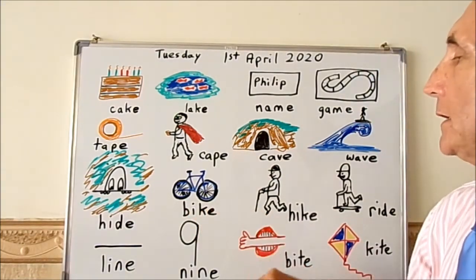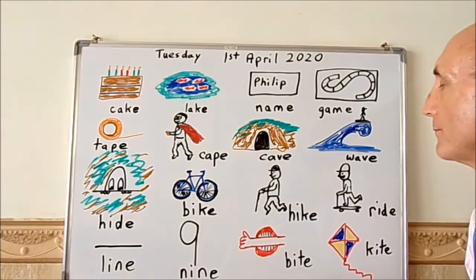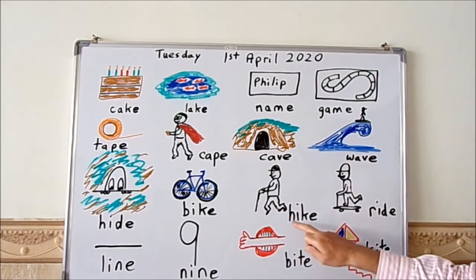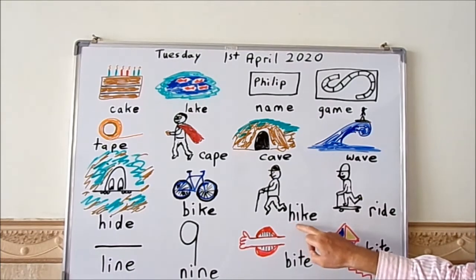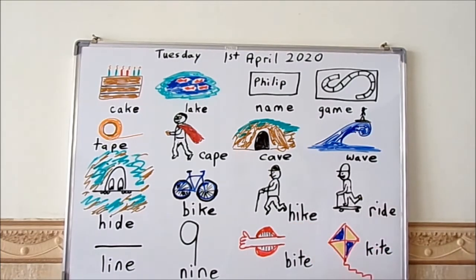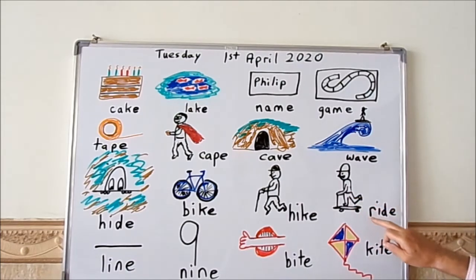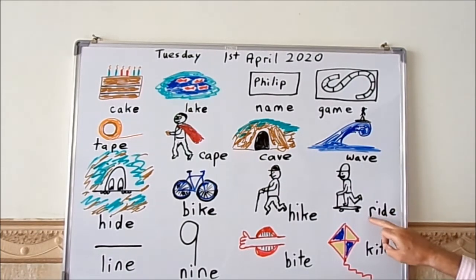Bike. B-I-K-E, bike. Hike. H-I-K-E, hike. Ride. R-I-D-E, ride.